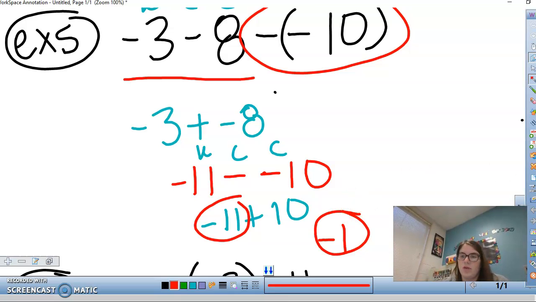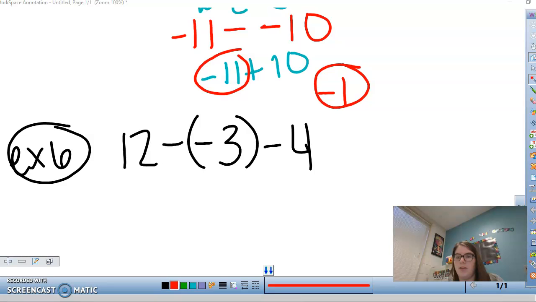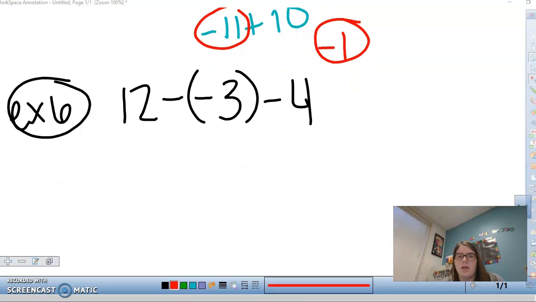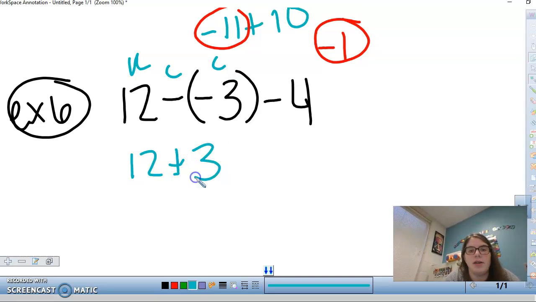Go ahead and try this next one on your own. And then after you try it on your own, unpause the video, and we'll try it together. For this one, I have 3 terms again, so I'm just going to start with the first 2. I'm going to keep, change, change. So I have 12 minus a -3, so I'm going to have 12 plus a +3. Oh, well, that's easy. 12 plus 3 is going to be 15.